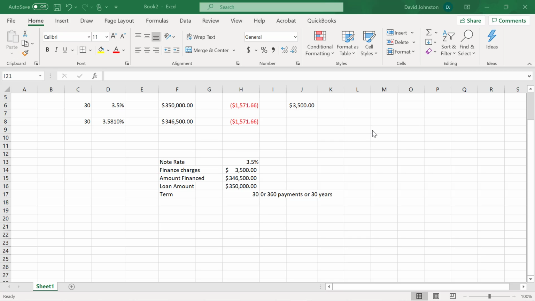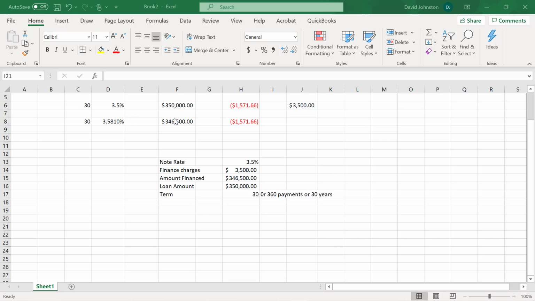So what you do is you actually take your loan amount, 350,000, subtract the 3,500, and that becomes 346.5. So that's your amount financed. So now what we're looking at is a 30-year loan. Somebody's borrowing 346.5 and has the same payment. So if you're borrowing less money and has the same payment, that affects your interest rate.